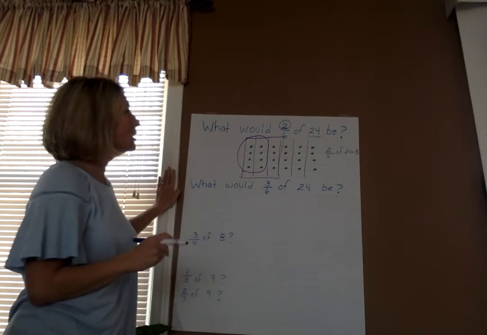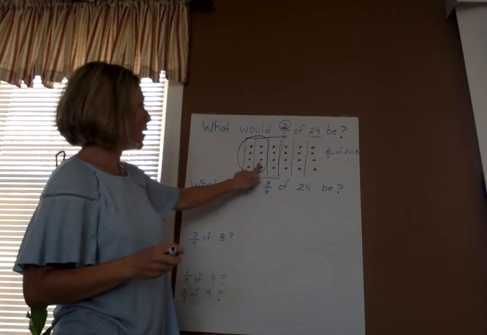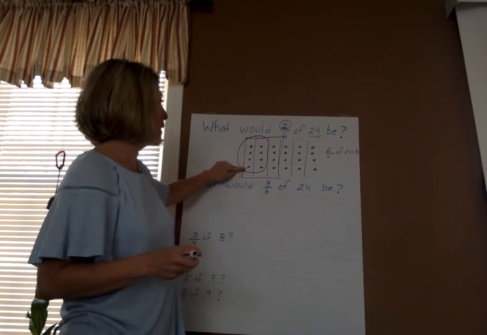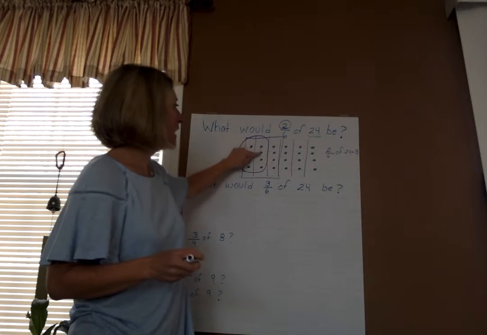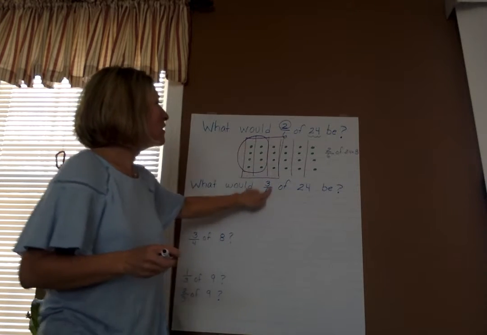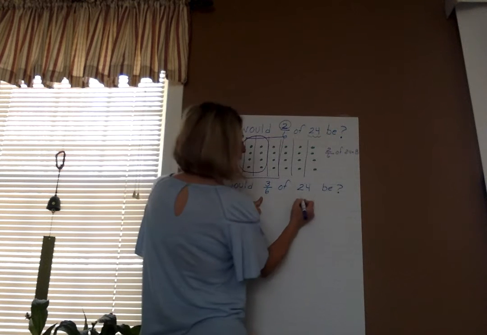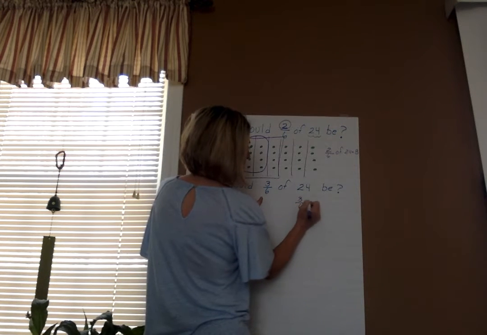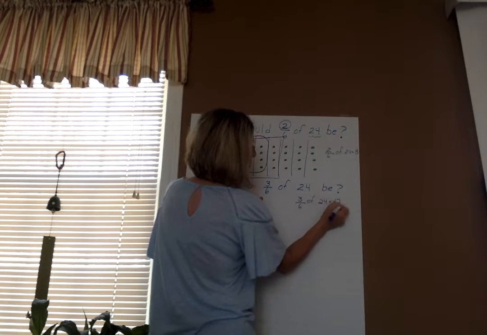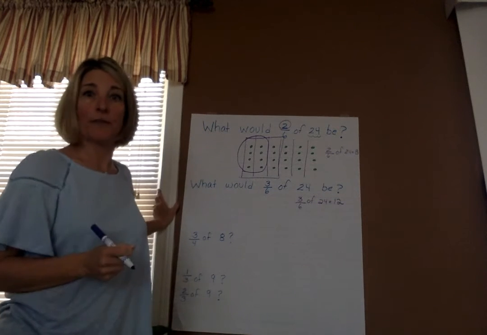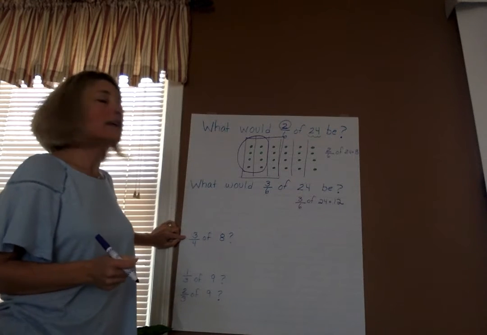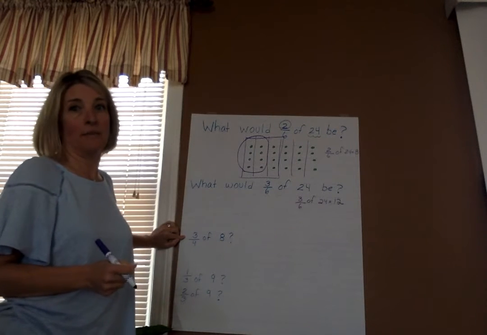So if I look at how many dots are in these 1, 2, 3 groups out of the 6, I know I had 1, 2, 3, 4, 5, 6, 7, 8, 9, 10, 11, 12. So 3/6 of 24 is going to equal 12. Okay, let's try another one. What would 3/4 of 8 be?